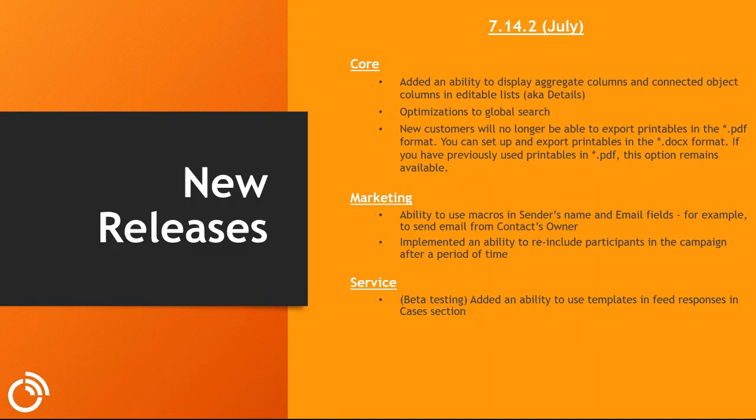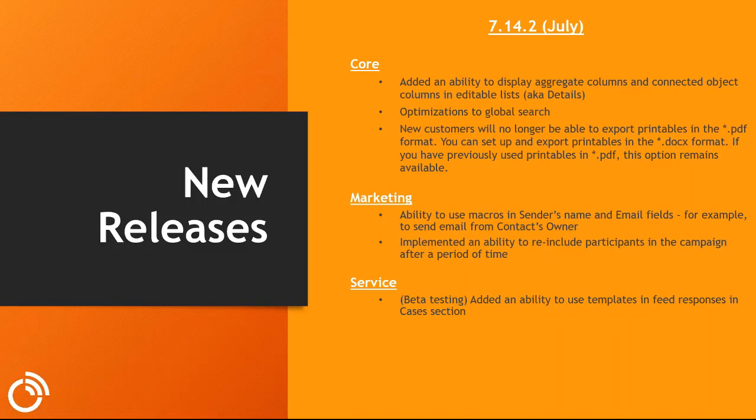And then finally, just recently announced the 7.14.2 release in July. Some core updates here include an ability to display aggregate columns and connected object columns in your editable lists, aka your details. Some optimizations to global search to help that work better. And a change to the printables function.